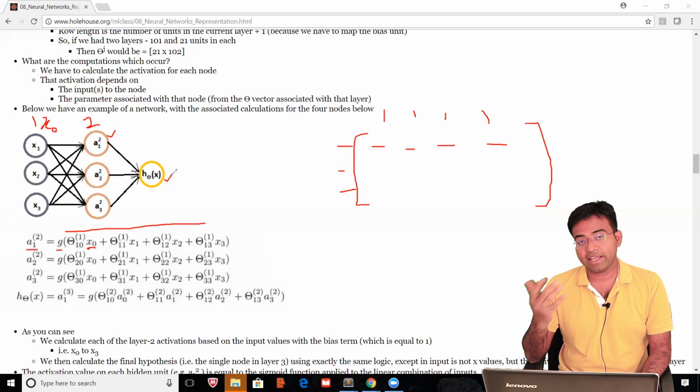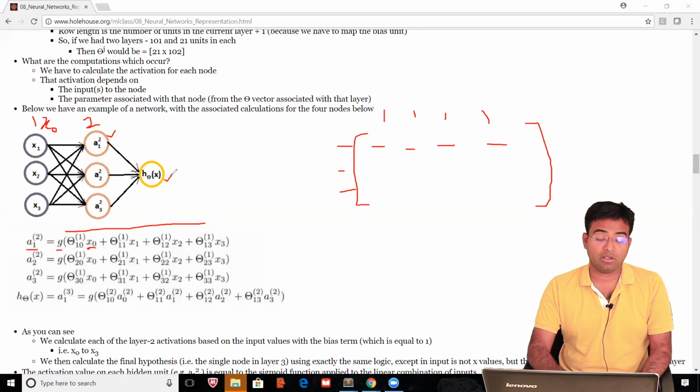If it is linear regression, this value will be continuous in nature. If it is logistic regression, it will be some discrete value. Based on the activation, based on this g value, we will be classifying which class it is getting classified into.